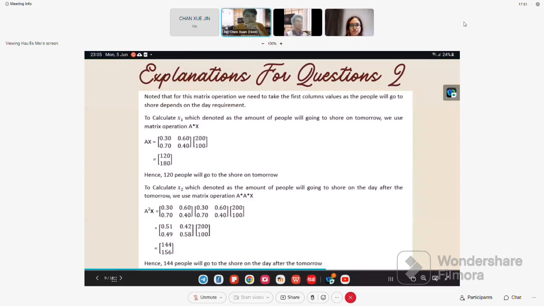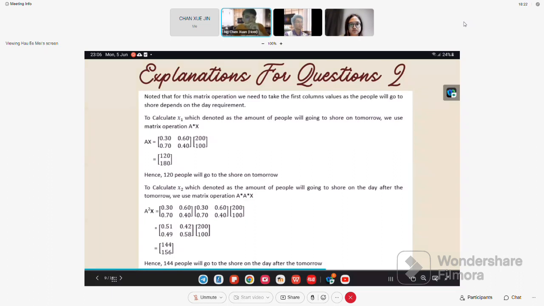So note that for this matrix operation, we just need to take the first column value, as the people who will go on the show depend on the day requirement. So to calculate the people who go to the show tomorrow, which is x1, we can use the matrix operation, which is matrix A multiplied by matrix X. So matrix AX will be matrix A multiplied by matrix X. Hence we can get that 120 people will go to the show tomorrow.